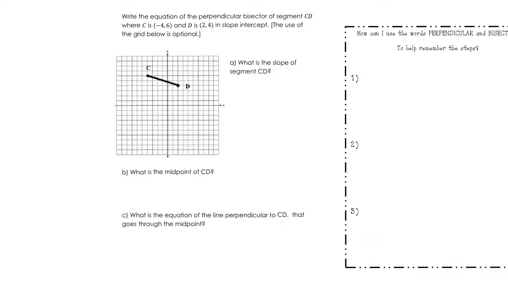It says write the equation of the perpendicular bisector of segment CD. Right away I see perpendicular, which means it hits at 90-degree angles, and on a graph it has opposite reciprocal slopes. So I want to first think about, okay, I need to hit this line and have it be perpendicular. So I need to know the slope of CD. That's my first step.